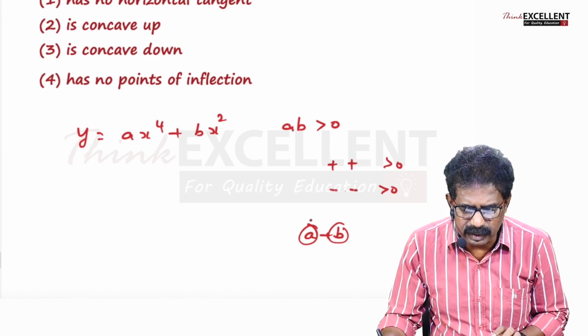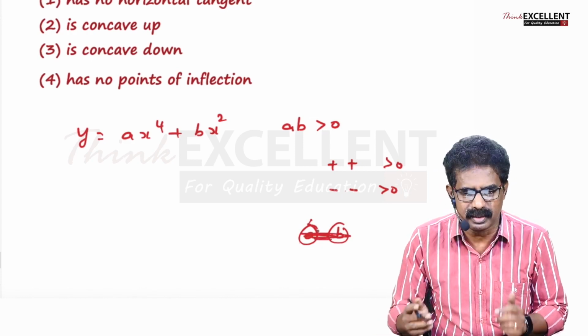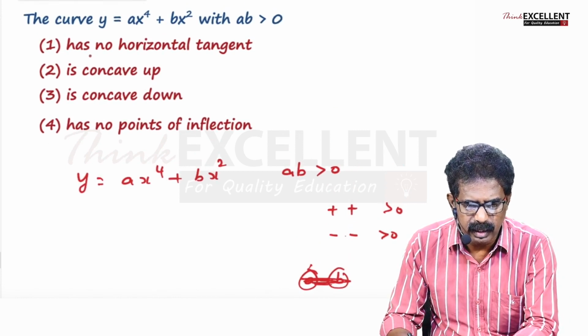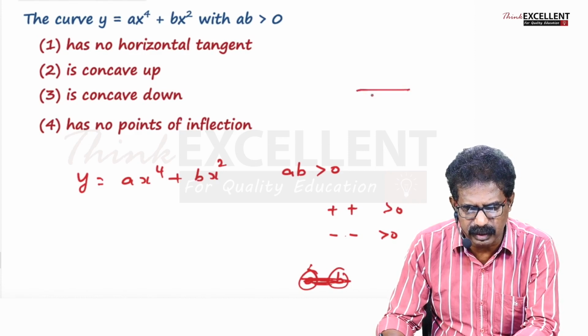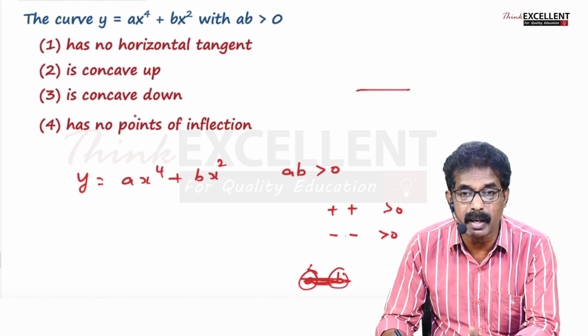Suppose a is negative, b also negative. Two negative numbers you add, you won't get 0, right? Anyhow, we'll see. Something should be there. And here some options has no horizontal tangent, okay? And concave upward, concave downward, has no point of inflection.